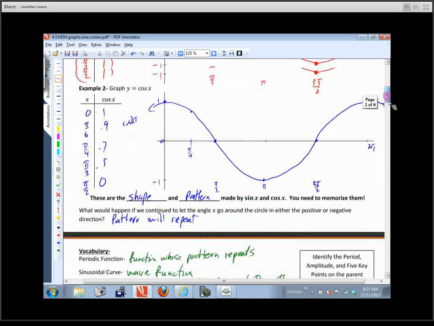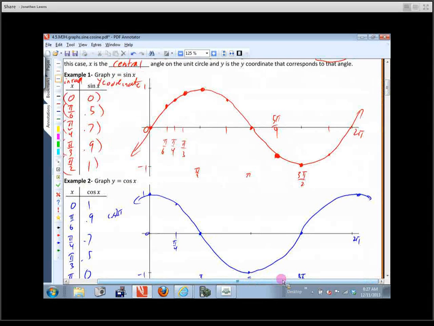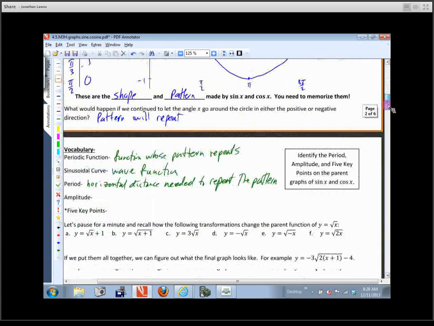So if I were to take a look at these two graphs right here, how long is it before I repeat this pattern again, before I go through the exact same values? 2 pi. So the period for sine is 2 pi, and the period for cosine is 2 pi. They both have a period of 2 pi. They just go through those values a little bit differently. They are definitely different graphs, but they do have the same period.